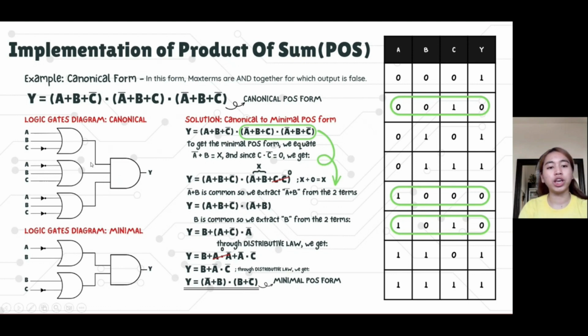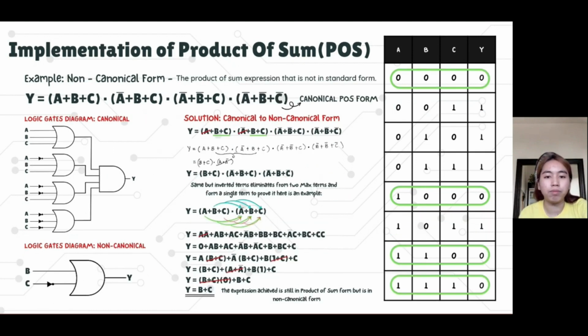So here I made the logic gates diagram for this canonical form or this canonical equation and this truth table, and this one is the minimal logic gates diagram. So next is the implementation of product of sum, in which we convert canonical to non-canonical form. So in this example, we use this truth table. So in this truth table naman, we get 4 Boolean equation in which the product is 0. So we get 4 terms naman since 4 yung products natin na 0 yung value.